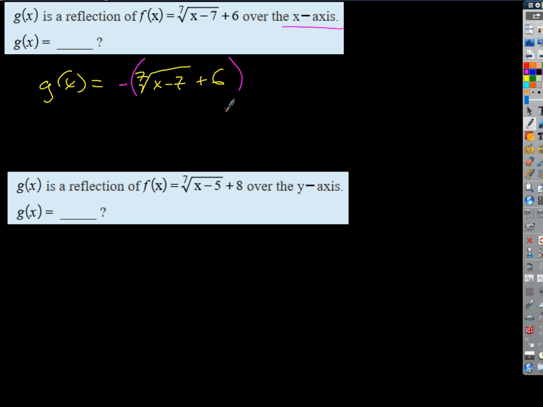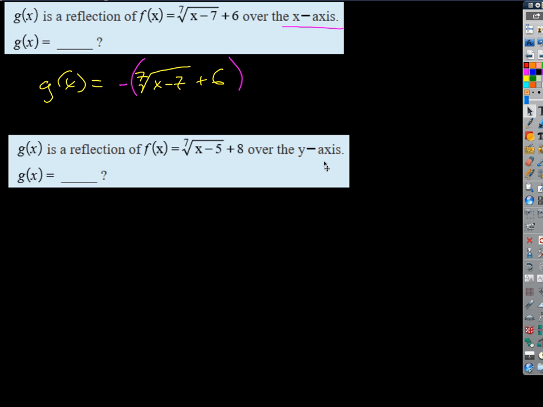Okay, so what about the bottom one then? If I want to reflect over just the y-axis, what would I do? Good. So any x's that would appear, and the functions we're dealing with only have one x, but if I had a function with multiple x's in it, all the x's I would just replace with negative x's. So this one would then just look like g of x equals the 7th root of a negative x, right there. Okay? Make sense?